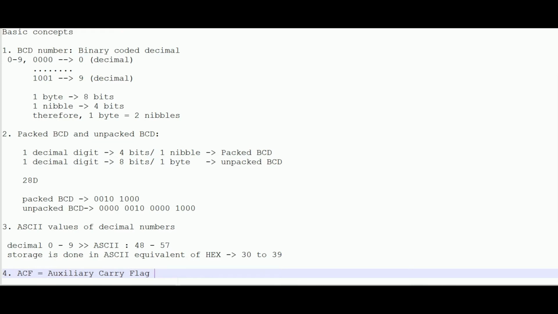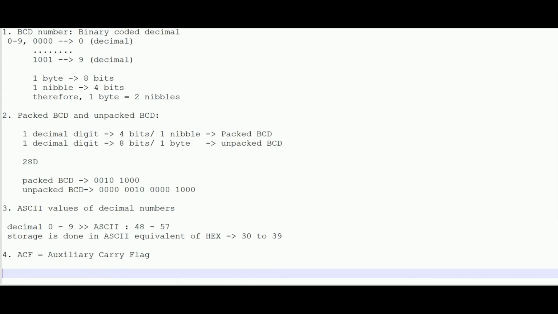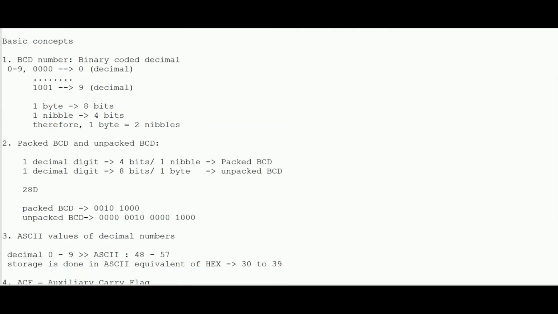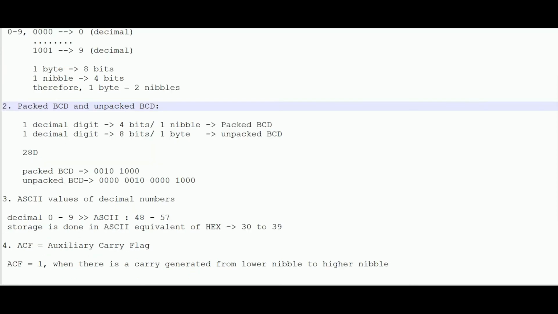Now what is the purpose of this auxiliary carry flag? We are aware that the auxiliary carry flag ACF is set to 1 when there is a carry generated from the lower nibble to the higher nibble. This concept you are aware of, so I am not going into the details. You should be well aware of this while discussing your flag register. So these 4 concepts, that is what is a BCD number, what is the difference between packed BCD and unpacked BCD, what are the ASCII values of decimal numbers as well as their hex equivalent, and what is the role of the auxiliary carry flag.